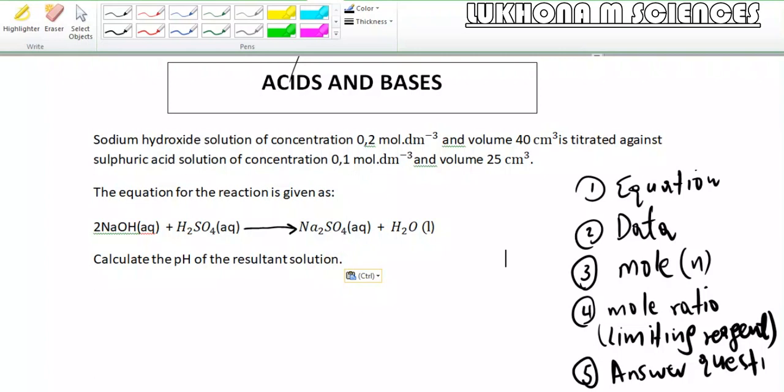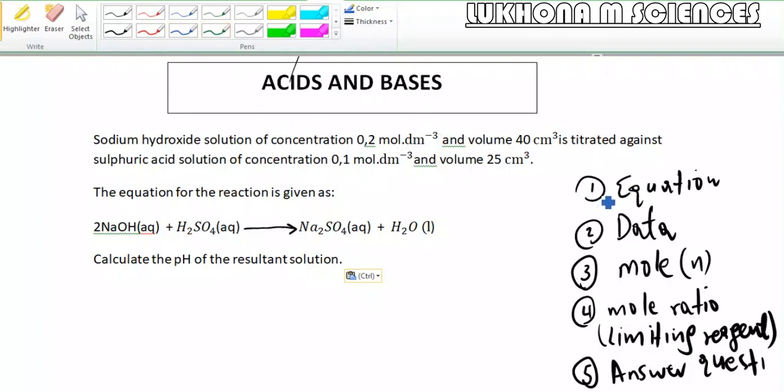Today we are continuing with acids and bases. The question here says calculate the pH of the solution. So we are going to answer this question. Let's start by looking at the steps that we follow when we calculate whatever is asked in this topic.